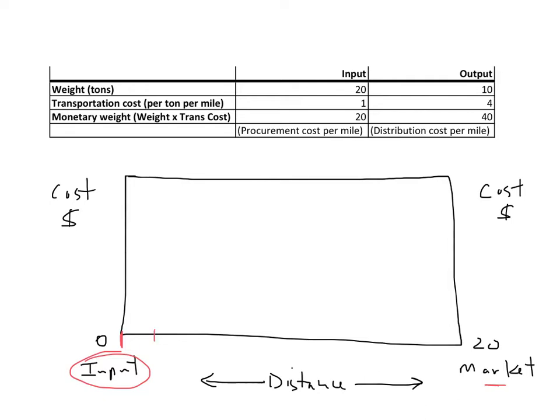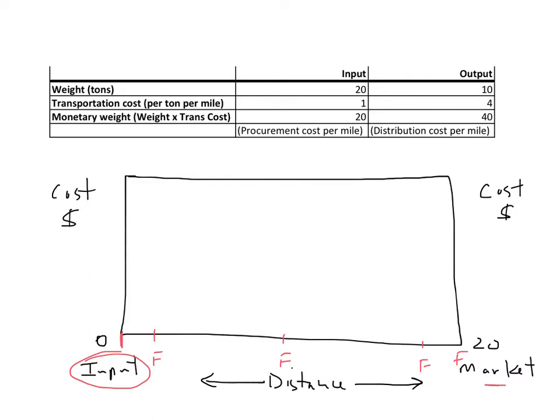Should we place the factory here? Should we place the factory here? Should we place the factory here, or all the way at the other end? Where are we going to put the factory in such a way so that our costs, our total procurement and distribution costs, are minimized? We'll talk about what those terms mean in just a second.